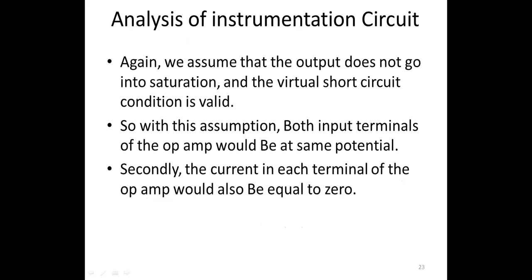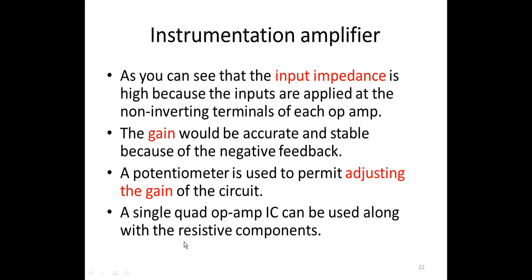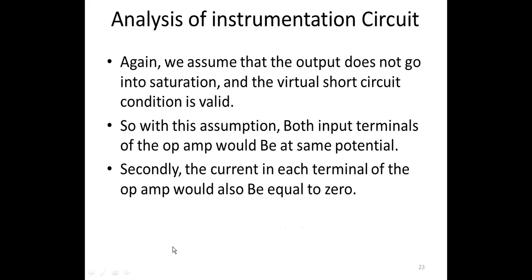Quad op-amp का पता है ना? Quad op-amp क्या होता है? एक ही op-amp चिप के अंदर, आईसी के अंदर you have 4 op-amps. जैसे आप जो लॉजिक गेट्स हैं, एक ही आईसी के अंदर 4 नॉट गेट हो सकते हैं या 4 एंड गेट हो सकते हैं. ठीक है, स्टूडेंट्स फॉलो कर रहे हैं ना?